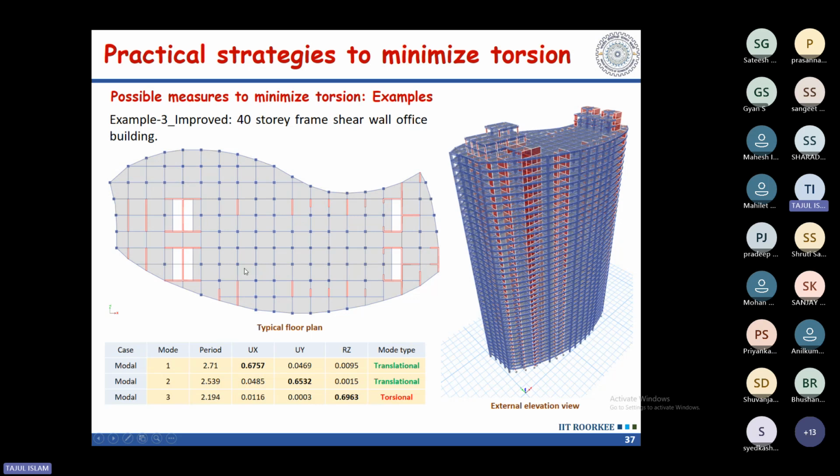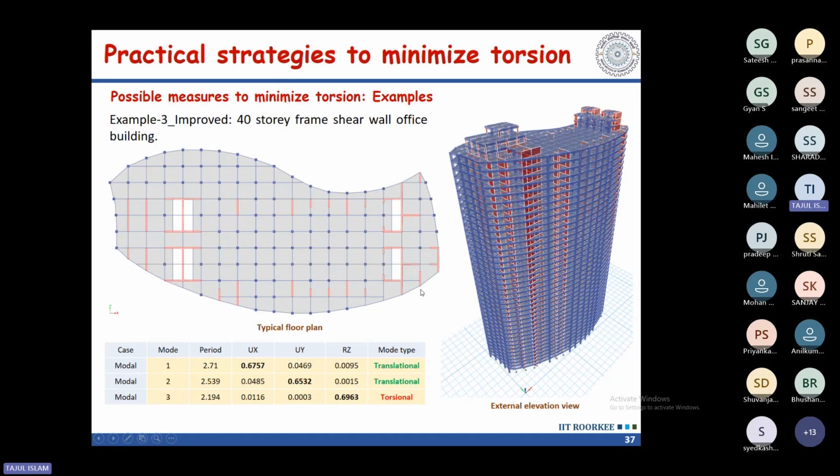So what I did, the lift core I have shifted to the peripheral side. Two lift cores I have shifted here and two lift cores I have shifted here, and introduced some other members also. In the iteration process, I did some iterations. So this configuration was reached based on the iterations we did. And finally, I could reach this. So the condition is satisfied. You can say 67% in X direction, 65% in Y direction. And then the third mode is torsional.